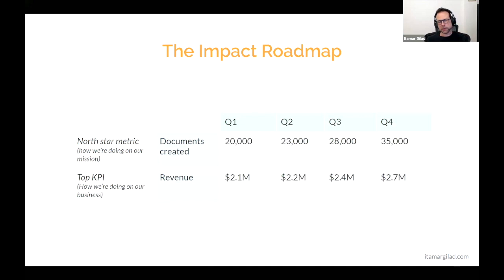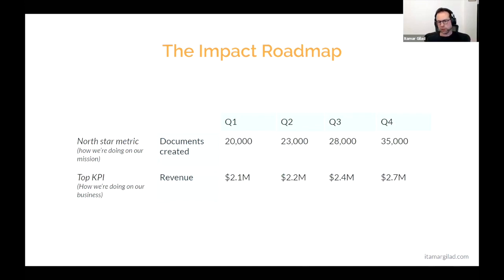Once we have these two impact metrics mapped out, we can actually start creating a little bit of roadmap around them. So obviously for the top KPI, which in this company is revenue, we probably have a plan for how we expect revenue to grow quarter over quarter. But we can do the same for the North Star metric. So in this company, the North Star metric is number of documents created.